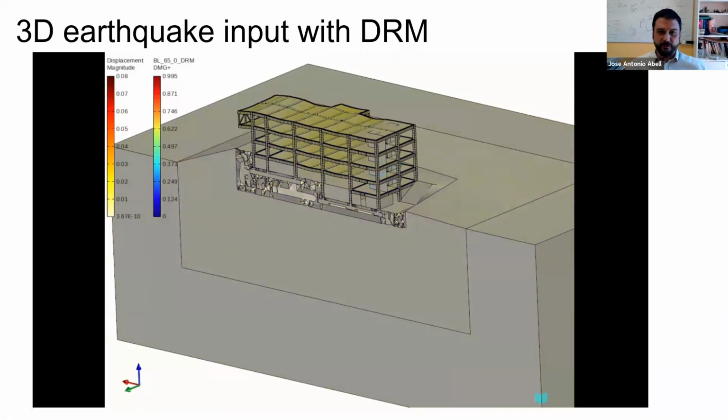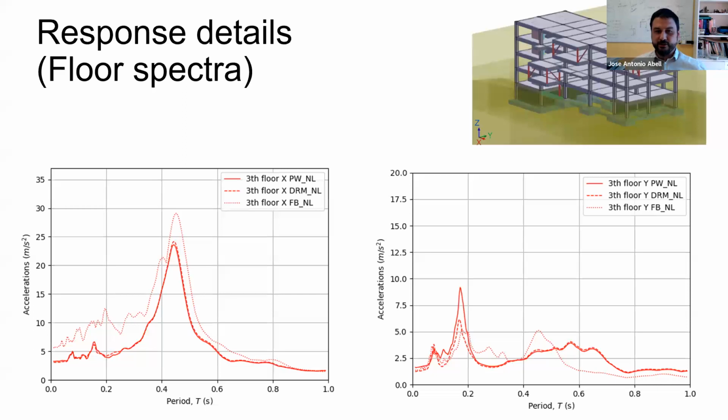So that's the result for the nonlinear building. But let's go look at the engineering result details. So we can see here is the floor spectra. So we're at the 3rd floor. We're not quite at the top. We're at the place where I'm working right now. And you can see in the different lines, the period versus acceleration.